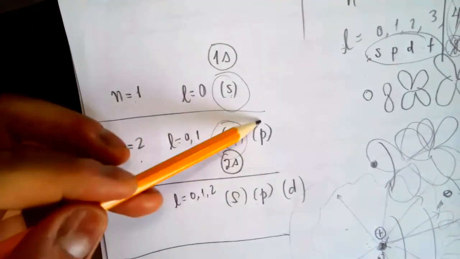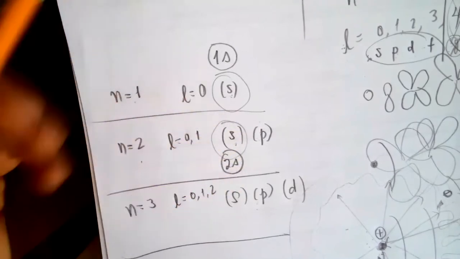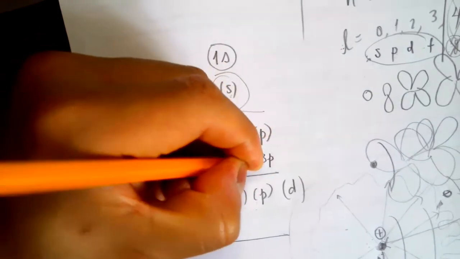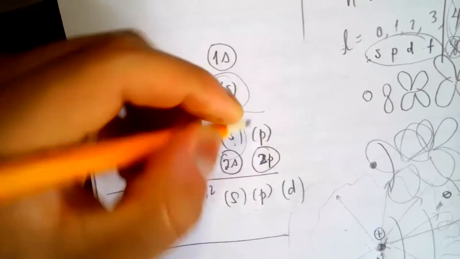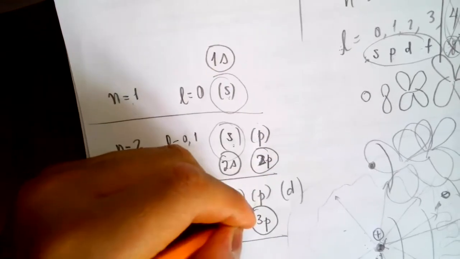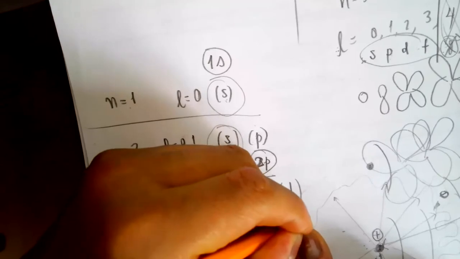How can I differentiate between this P and this P? They're both P, yes. But this one is a 2P, and this is a 3P. This is also a 3D, okay?